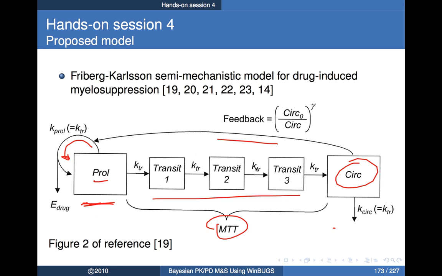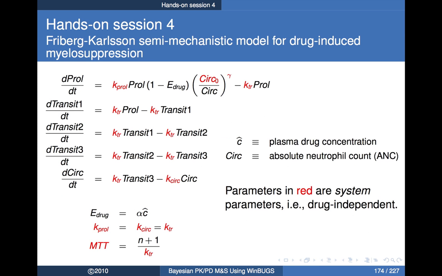And then the various k's will be derived from that mean transit time. What else am I missing? Well, I guess I didn't mention, of course, at the end there's a loss. Our neutrophils don't live on forever. They eventually die off, so that's described as a first order process here. And finally, the drug effect is described as influencing our proliferation back here. So that's where the drug effect's going to come in.